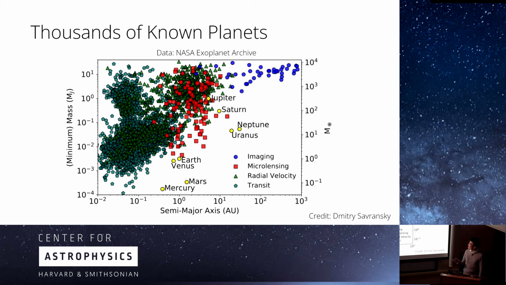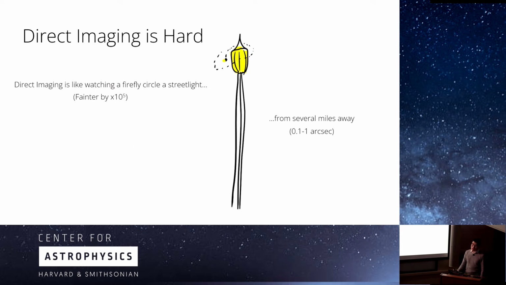And with direct imaging, the reason we haven't gone down in mass is because direct imaging is just hard. So for the easiest planets that we can directly image, direct imaging is like watching a firefly circle a streetlight from several miles away. So that gives you a sense for the brightness ratio of the planet with respect to the star. And these are the brightest planets that we can directly image. And it gives you a sense for the angular separation, how far separated this very faint thing is from the very bright thing.